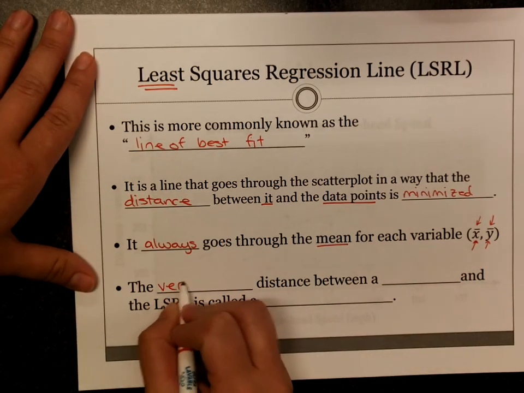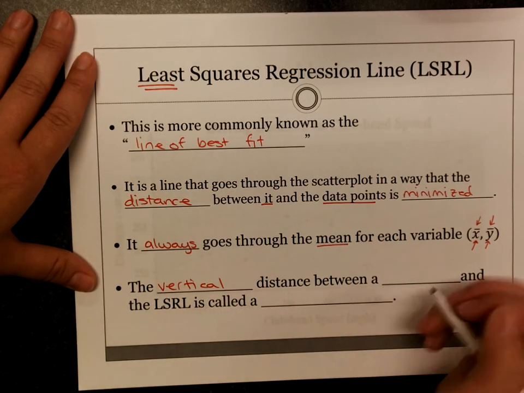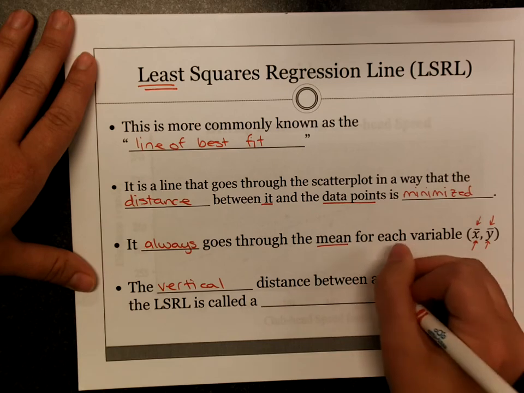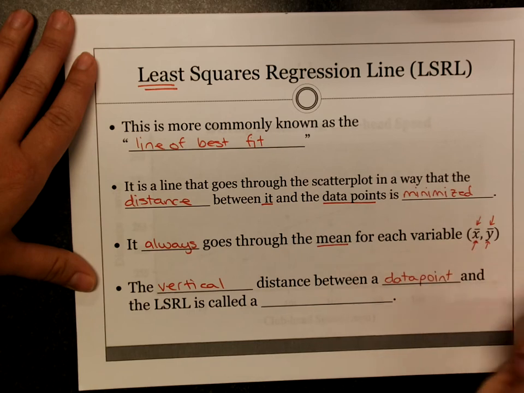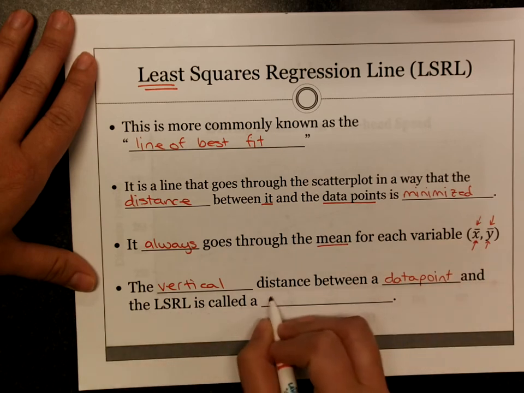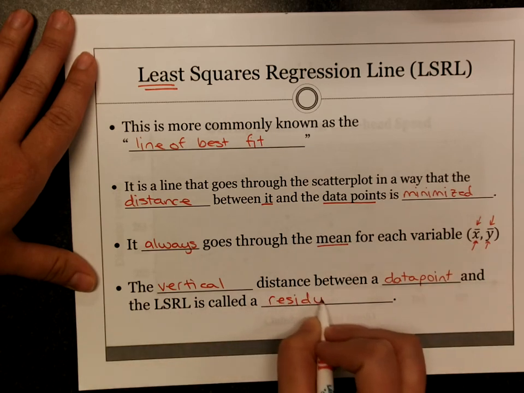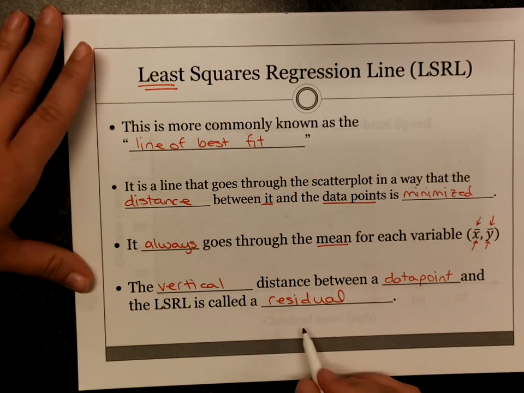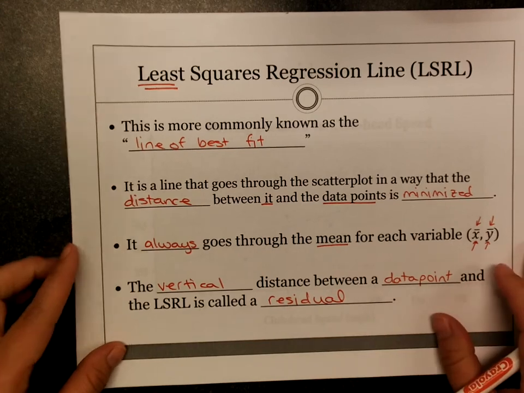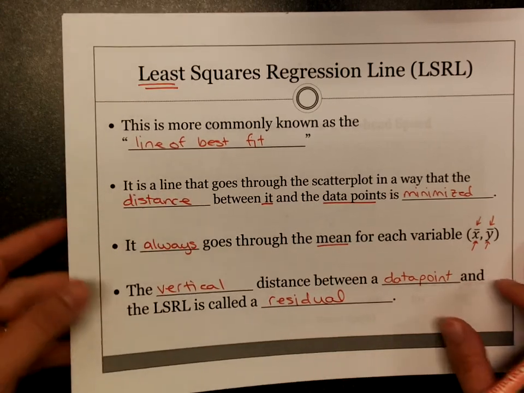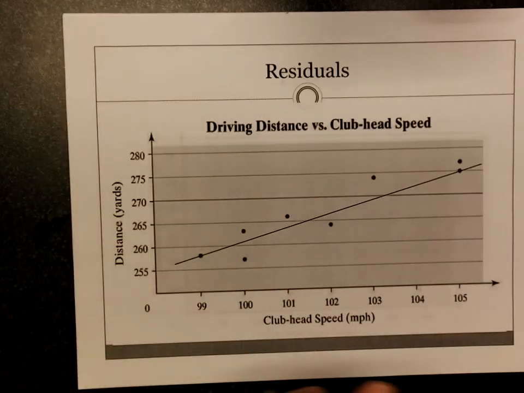The vertical distance between a data point and the LSRL is called a residual. We don't discuss residuals too much, but I want to show you what it is, just in case there's a homework question in, so that you better understand where this LSRL is coming from. So it's called a residual. And I think it's best explained visually.